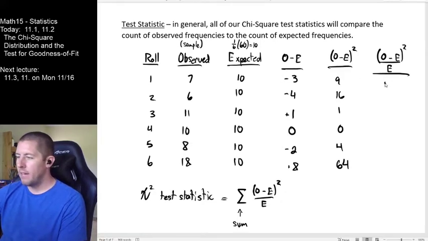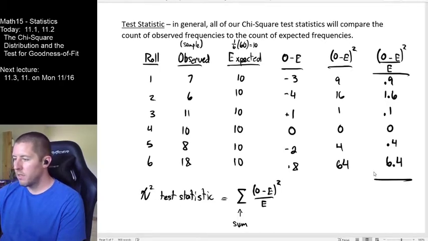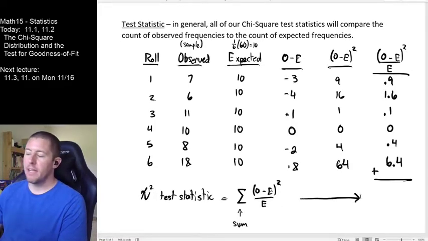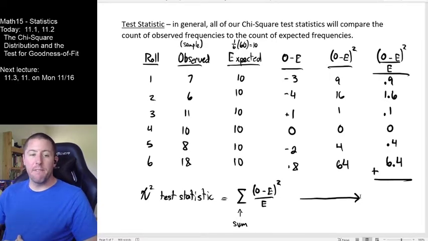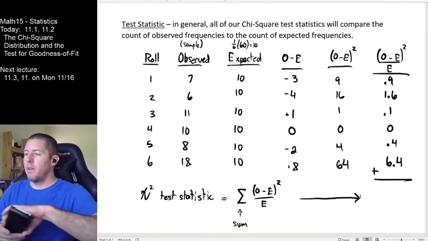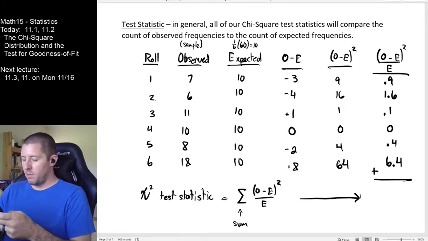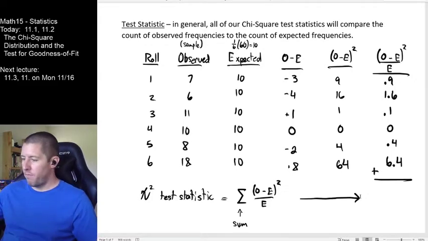So 9 divided by 10 is just 0.9. 16 divided by 10, 1.6. This will be a 0.1, still a 0, 0.4, and a 6.4. All right, so notice here, we can now add all of these up, and we will have summed the difference between the observed and the expected squared, all divided by the expected. And this will be our test statistic associated with this sample that we've drawn here. So going to my calculator, I've got 0.9 plus 1.6 plus 0.1 plus 0.4 plus 6.4, and I'm getting 9.4 in total here.